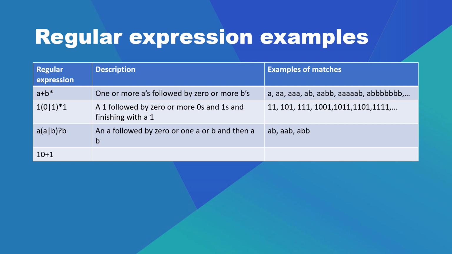The final example is 1, 0 plus 1. This describes a set where every value will have a 1, followed by 1 or more zeros, then another 1. So this would include 101, 1001, 10001, 100001, and the pattern would continue like this. You might be asked to describe the members of a set based on a regular expression, or be given a particular value and asked whether it would be a member of the set.